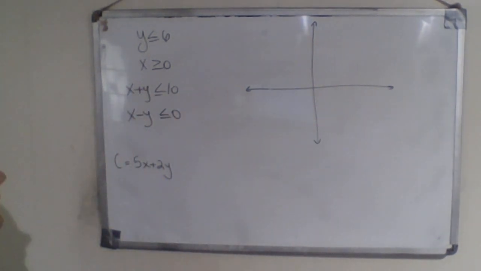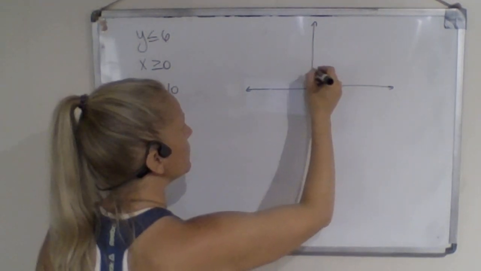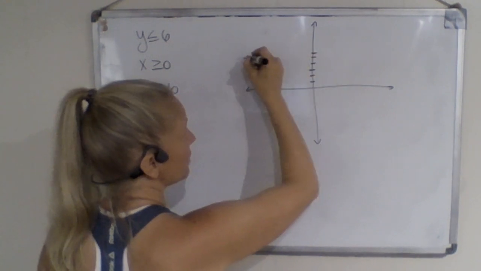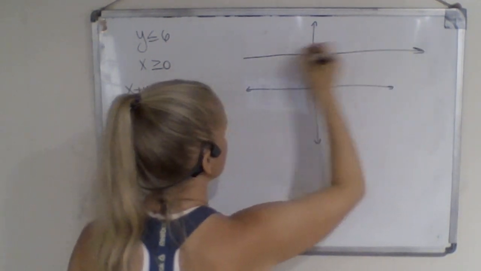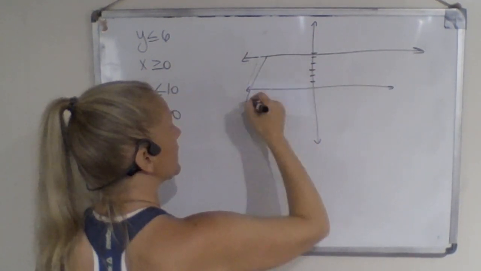The first one is y is less than or equal to 6. 1, 2, 3, 4, 5, 6. I know this is a horizontal line. And I know I'm going to shade underneath it.